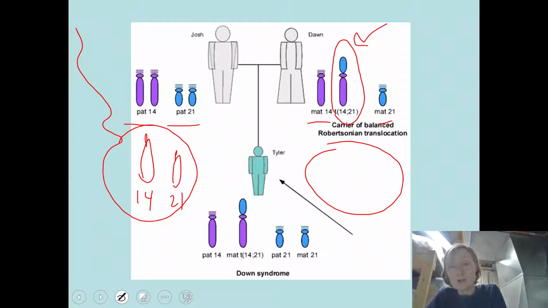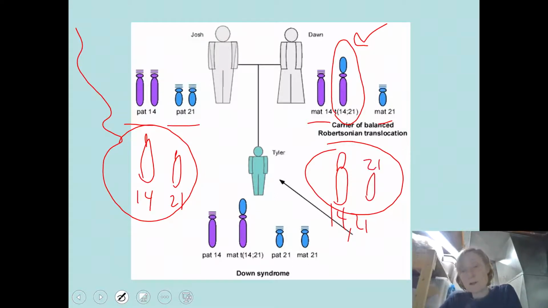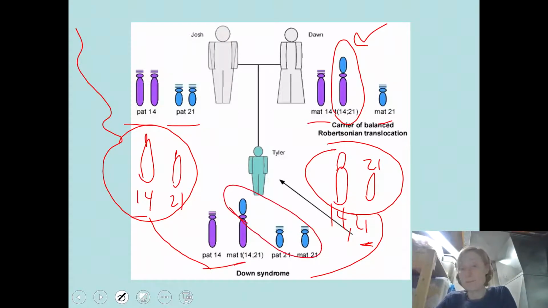In her egg, she could donate the translocated 14 plus 21 plus another chromosome 21. So in her egg, she might have an extra copy of chromosome 21. When her egg meets up with Josh's sperm, we would then have two copies of chromosome 14. That's fine. But three copies of chromosome 21. So this child, Tyler, has trisomy 21 or Down syndrome. This is unusual, but I just wanted to show you an example of a translocation.